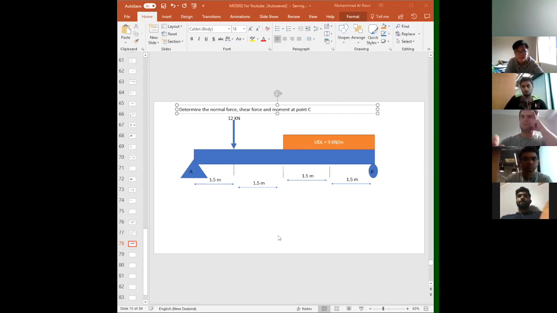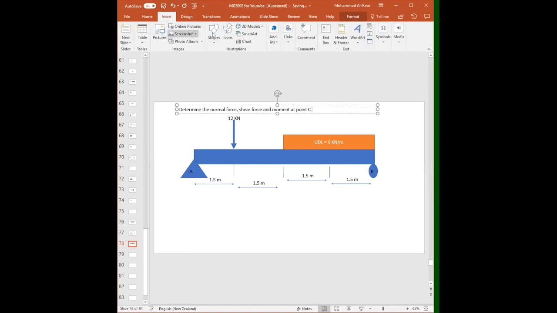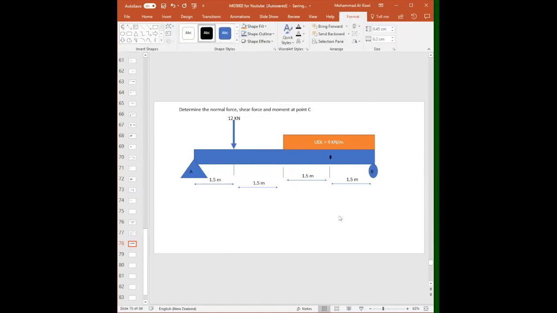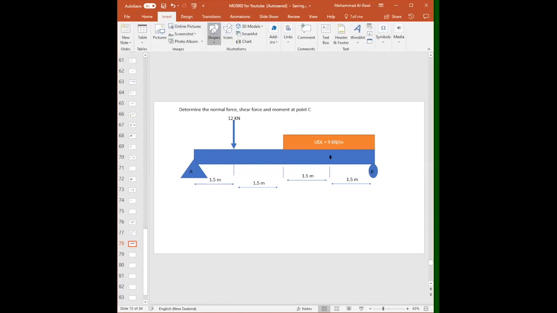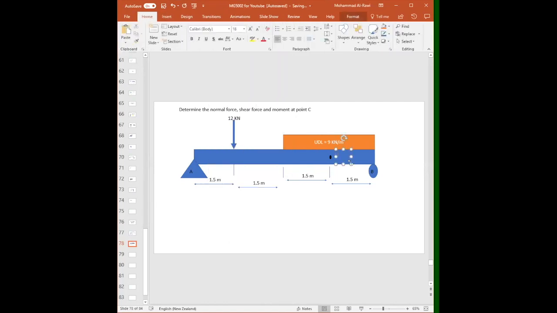All right. Now, the question is, where do you think point C is? This is a very good question. To help you, I will locate it for you. Point C is around this point. This is point C, about 1.5 meters from point B. So determine the normal force, shear force, and moment at point C.